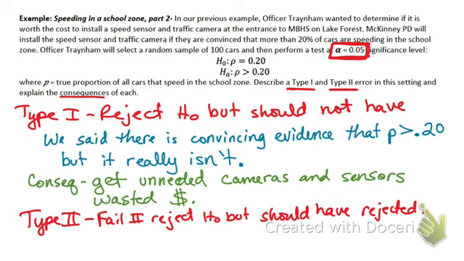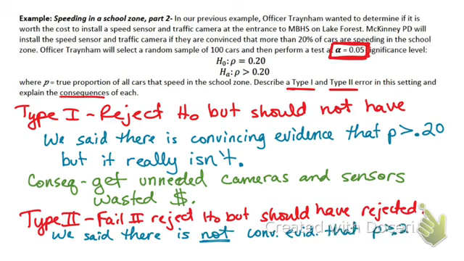So what happens in this situation? In this situation, we said there is not convincing evidence that P is greater than 0.2. We say that there's not convincing evidence that we have a speeding problem, but there is a problem.